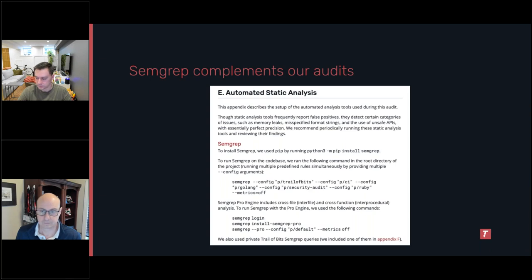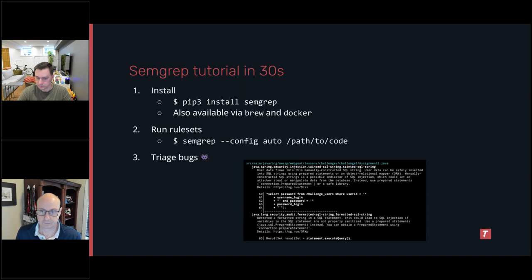So in short, to use Semgrep, you obviously need to install the tool. This is possible via Python pip, brew, or a Docker container. Then go to your directory and run specific rule sets. For example, as I showed you, semgrep --config auto.